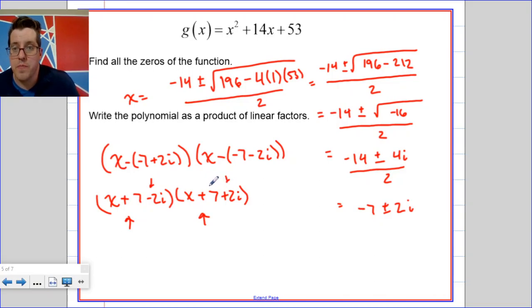Okay, so a product means multiplying them together, and linear factors mean that they would start with x, as opposed to x squared or whatever.